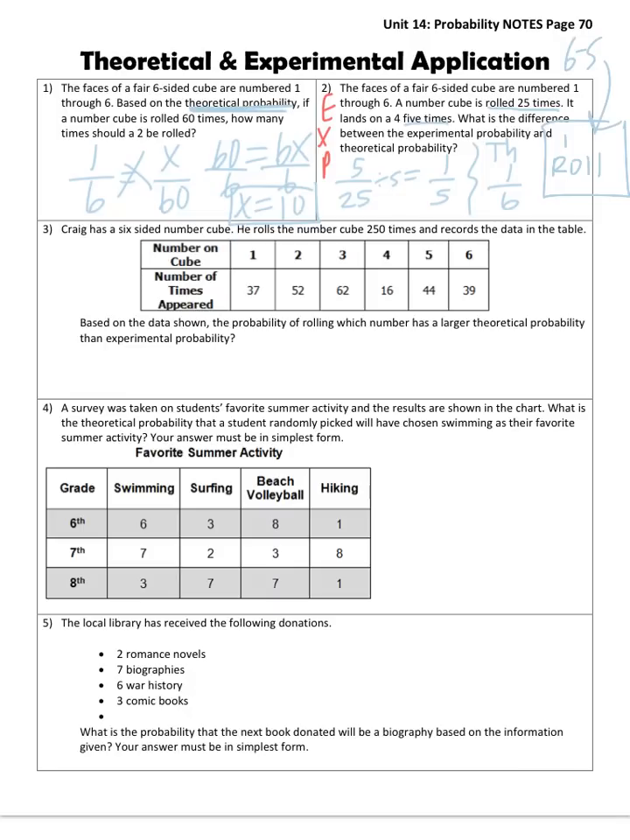Look at number 3. Let's star this one. So Craig has a 6-sided number cube and he rolls the number cube 250 times and records the data in the table. So the total is 250. Based on the data shown, the probability of rolling which number has a larger theoretical than experimental? So we know that theoretical would just be 1 out of 6, which we'll change to a decimal, I should say, get 0.16 repeating.